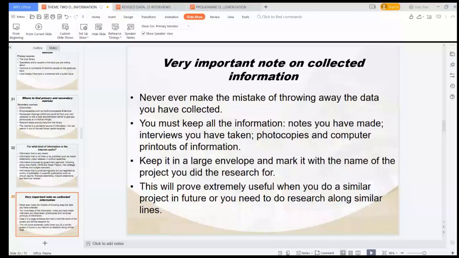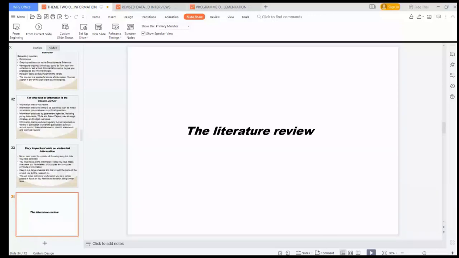Before I go to touch on literature review, I also want to pause here so that if there are comments to be made, they can be made and we can discuss them.